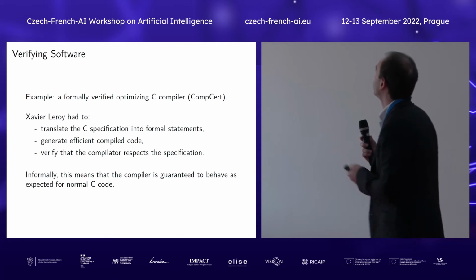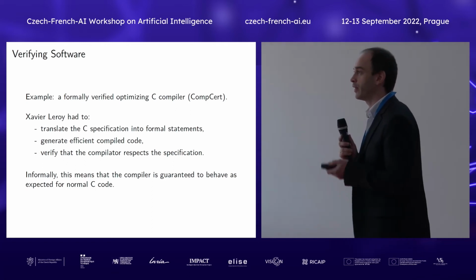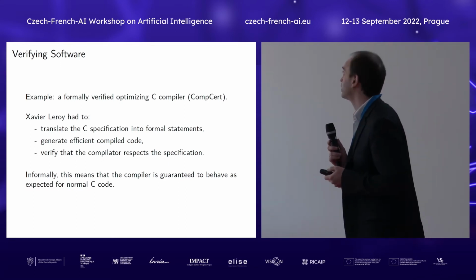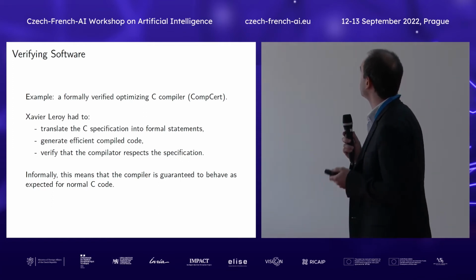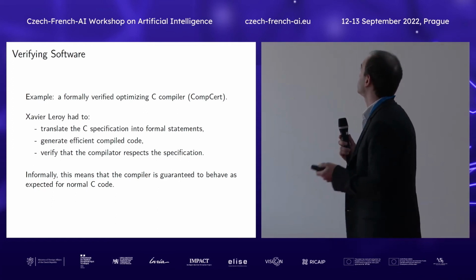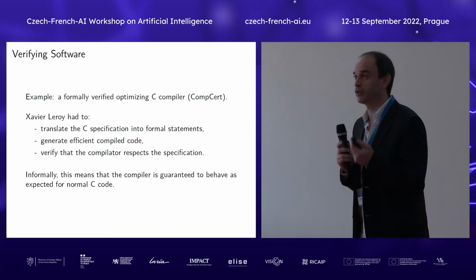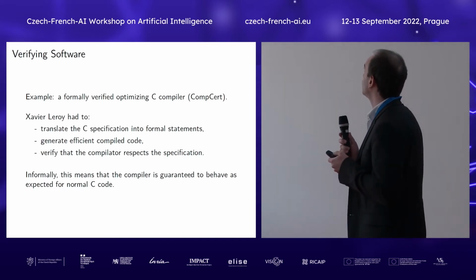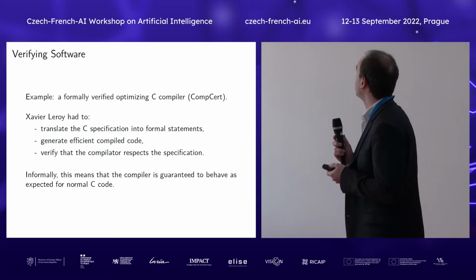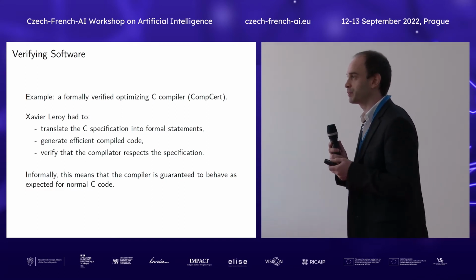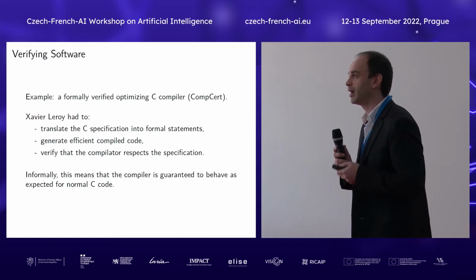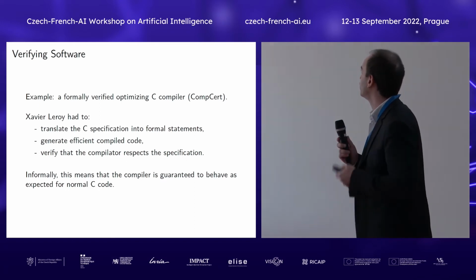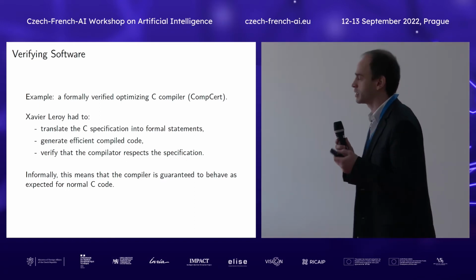In software, I give another example. One can implement a verified C compiler and verify that this corresponds to the specification. And this involves translating the C manual into some formal statements, so that's a hard job. And it also involves verifying that the compiled code actually respects the specification. And informally, this means that the compiler is guaranteed to behave as expected.